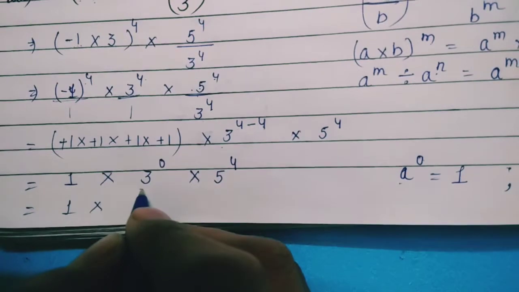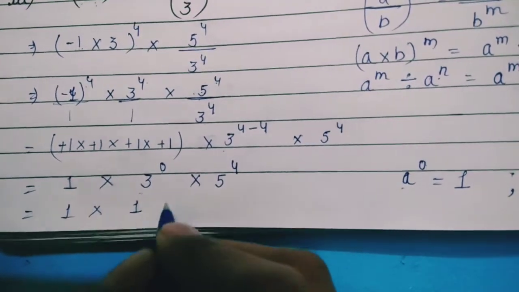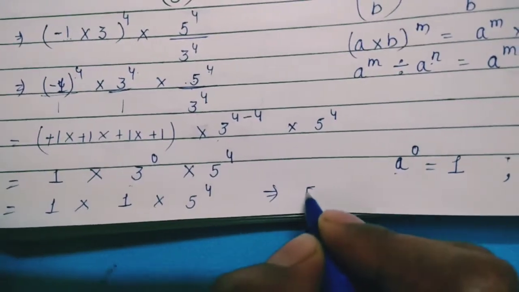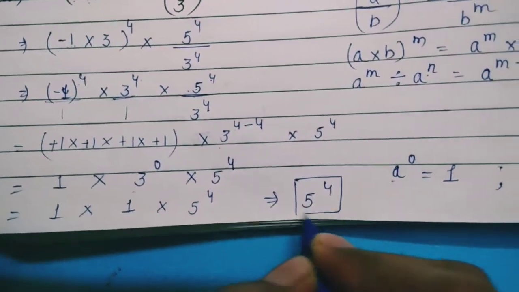On the place of 3 raised to the power 0 we will write 1, and 5 raised to the power 4. So what is the answer? The answer is 5 raised to the power 4.